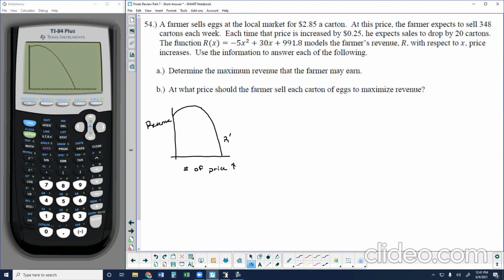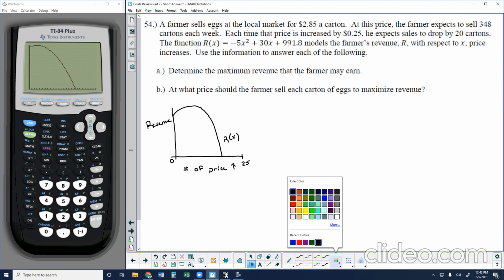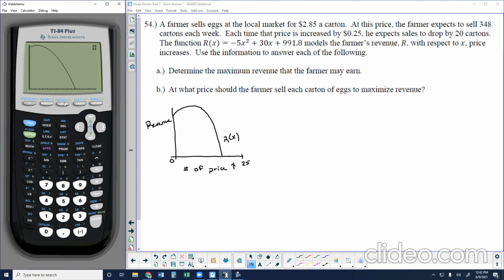This one did not ask us explicitly to sketch the graph, but I went ahead and sketched the graph anyway, as you will find that graphing is going to be part of what you're expected to do on the final. So part A says to determine the maximum revenue. Now, this is a quadratic equation, and it's a parabola that's opening down. We know that because the leading coefficient is negative. So I could algebraically find the vertex, or because I have graphed this, I can find the vertex by hitting second, trace, and going to maximum, the fourth option.